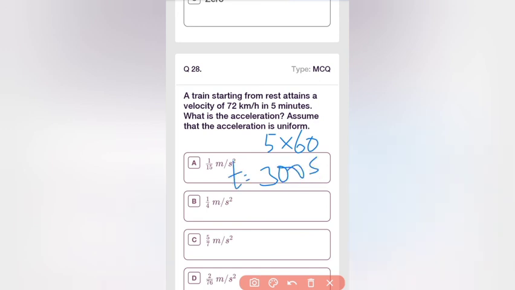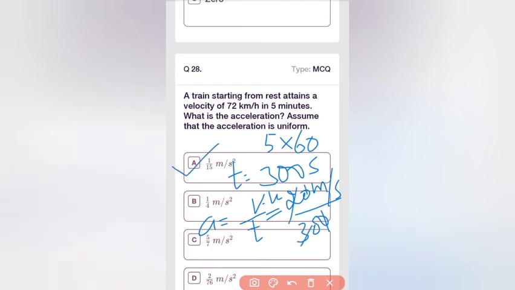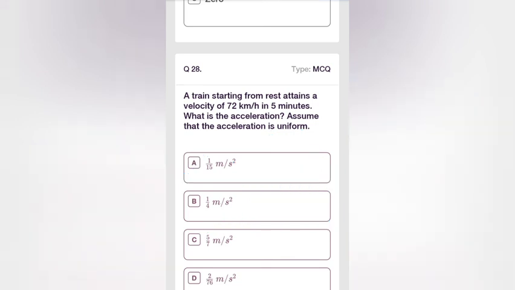This is the time. So velocity by time is acceleration. Velocity is how much change in velocity? We have found out that it is 20 meter per second. Just now we have seen, and divided by 300. So you can cancel. So 2 divided by 30 is 1 by 15. 1 by 15 meter per second square. Option A is the correct answer.